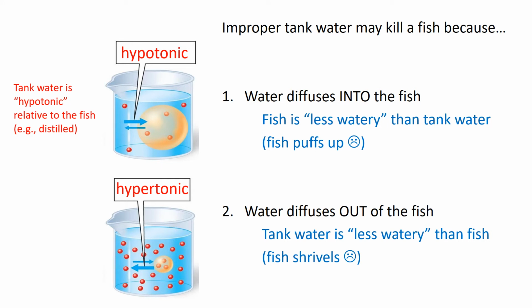This situation is called hypertonic, or the fish is placed in a relatively hypertonic solution of tank water. The tank water is hypertonic relative to the fish. An example of this in real life would be if you accidentally tried to put a freshwater fish into a saltwater tank.